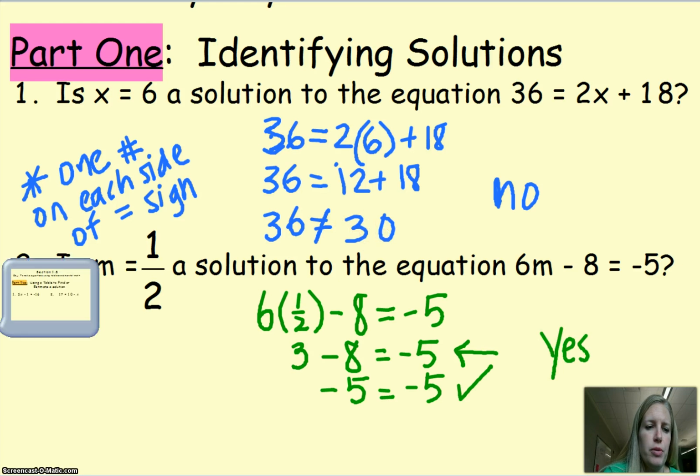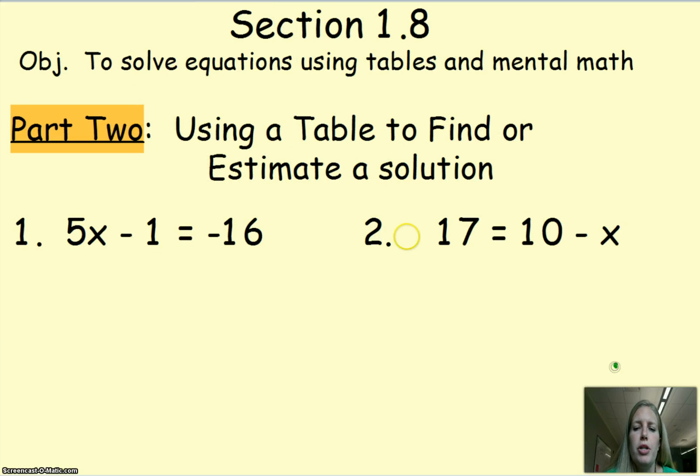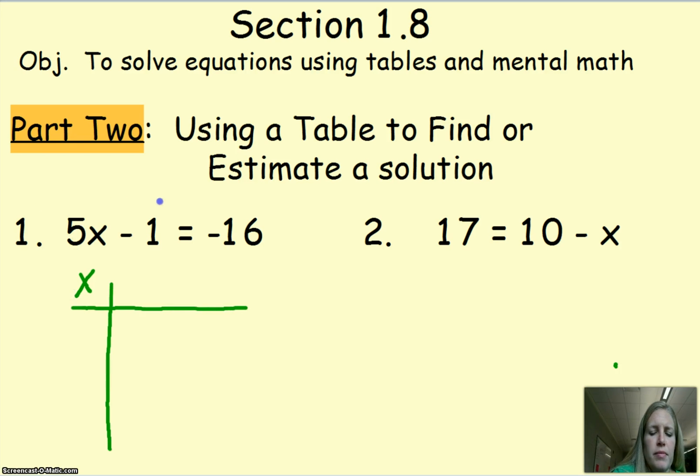Okay, part 2. Part 2, using a table to find or estimate a solution. Okay, so what I would like you to do, you're going to make an x, because that's our variable. And then you're going to make a 5x minus 1. Okay, so you're going to take a guess. 3. I just picked a number. I don't know if I'm right. 5 times 3 is 15 minus 1, and that equals 14.